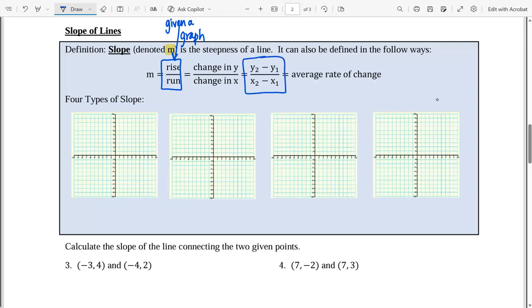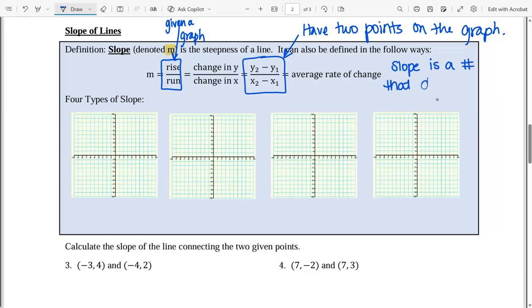Notice that this implies you have to have 2 points on the graph. So be sure you write this down. Slope is a number that describes the change in 2 points or 2 locations.